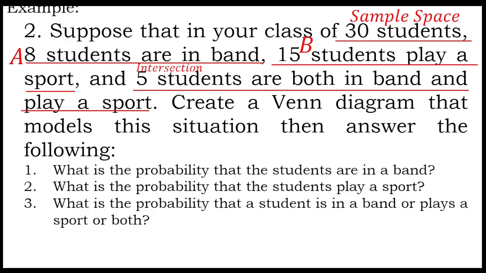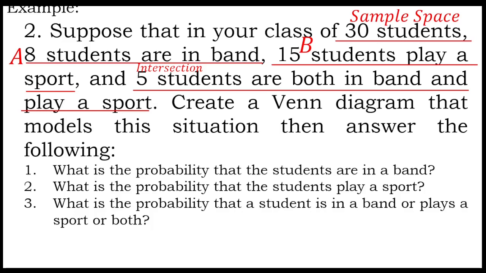Now, next, for number 2, what is the probability that the students play a sport? Now, in terms of sport, that is our second event, represented by B, we have 15 students who play a sport. So, number of occurrence, that is 15 over the number of sample space, which is 30. Therefore, the probability that the students play a sport is 15 over 30.